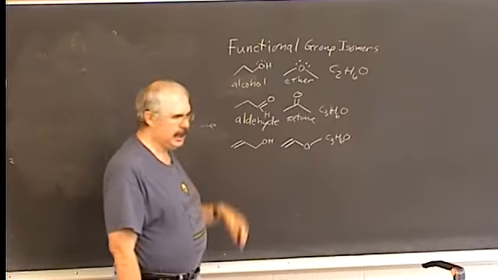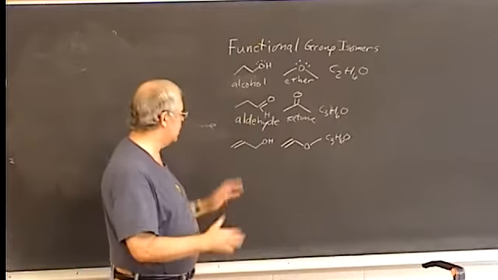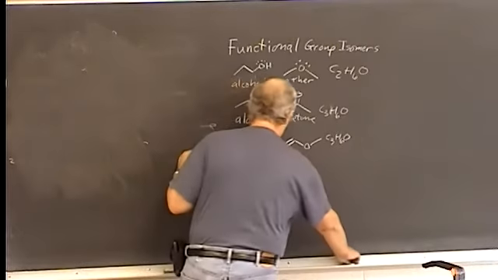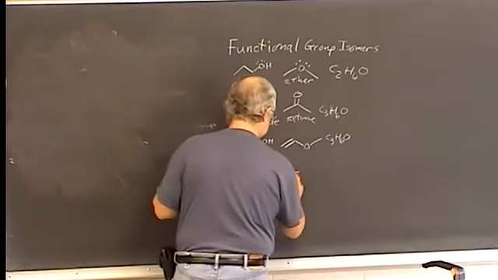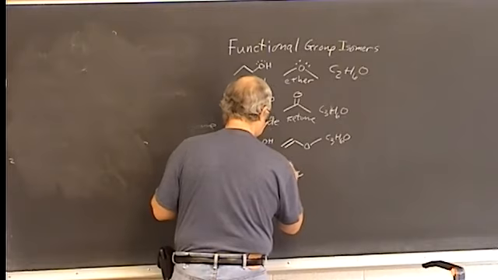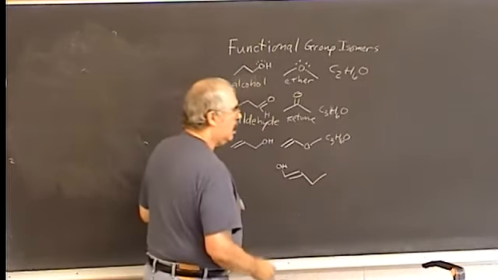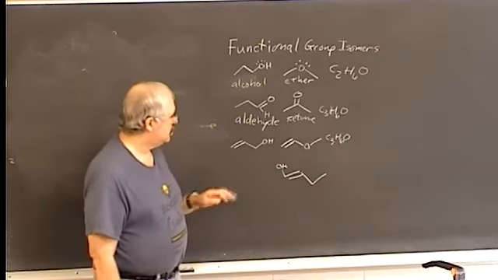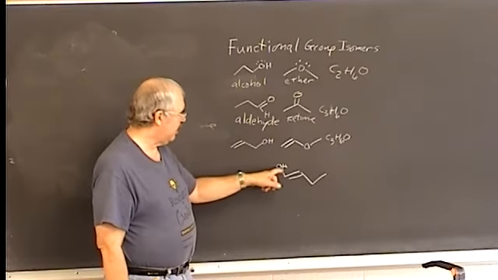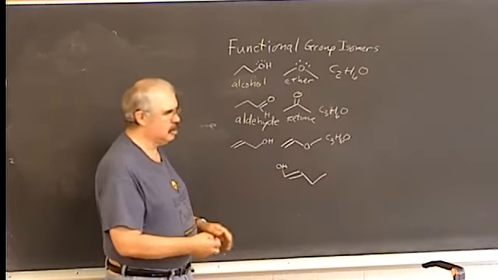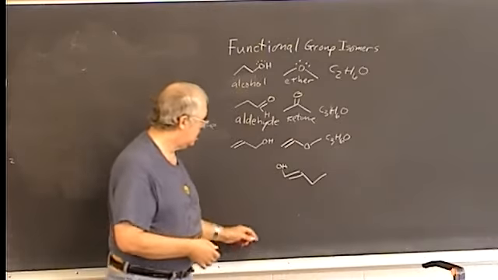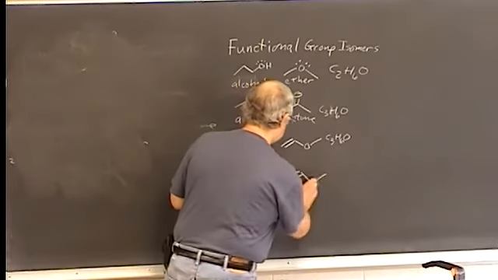There is one more that I didn't show, but it's unstable and it would rearrange. I'll go ahead and show it. That looks like this. It's usually very unfavorable to have an alcohol group right on an alkene group. It'll just rearrange.